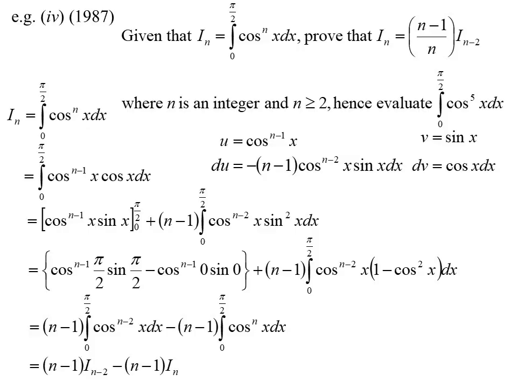Great. So I now know that In is n minus 1 I(n minus 2) minus n minus 1 In. We want to make In the subject of all that. So playing around with it, we get the formula that they've asked us to show.